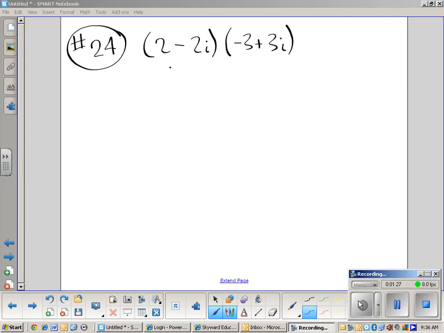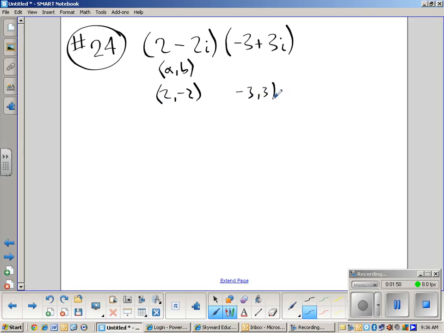So in this problem, they want us to find the product in polar form, and we just discussed that these are not in polar form, they're in rectangular form, a plus bi. And so if we look at this as (a, b), this ordered pair would be (2, -2), and this ordered pair would be (-3, 3).